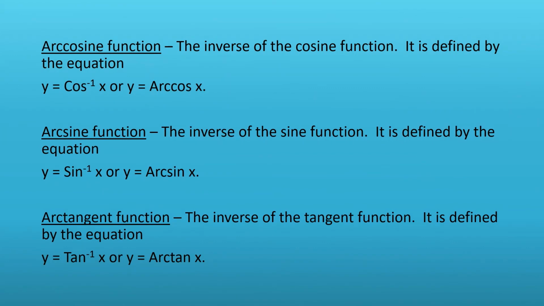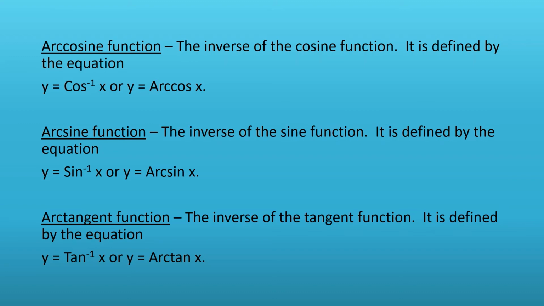Next, the arc cosine function. The arc cosine function is defined as the inverse of the cosine function. It is defined by the equation y equals cosine to the negative 1 of x, or y equals arc cosine of x. You have to make sure you understand the symbols and the terminology. They both mean the same thing, the inverse of the cosine function. They look different, but they both represent the same thing.